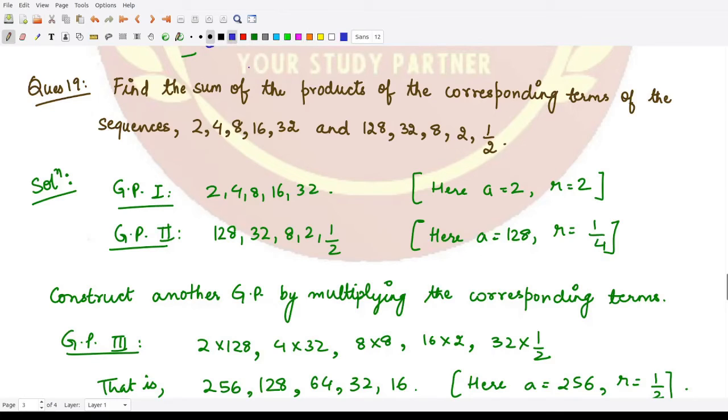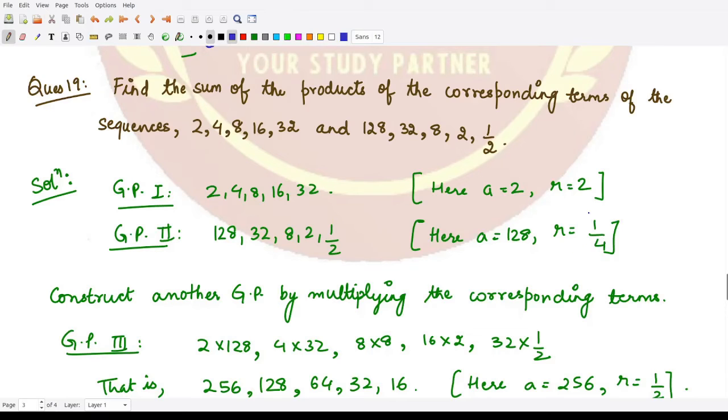So here you are given two GP sequences. One contains the numbers 2, 4, 8, 16, 32. That means here the first term is 2, and the common ratio for this GP is 2. For the second GP, we are given the numbers 128, 32, 8, 2 and 1 by 2. So here the first term is given to be 128. The common ratio is given to be 1 by 4.